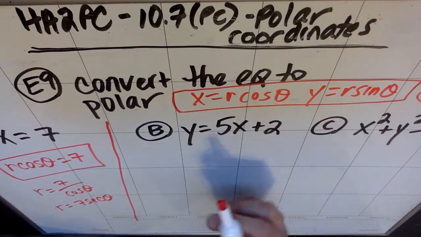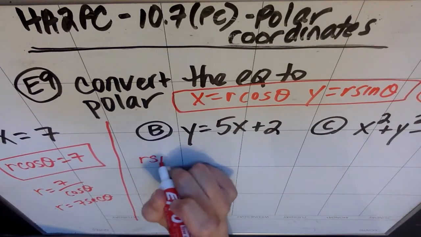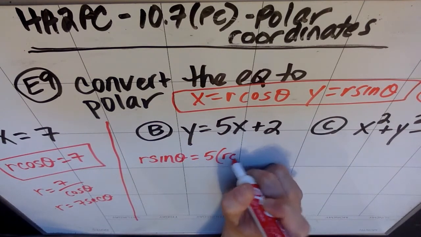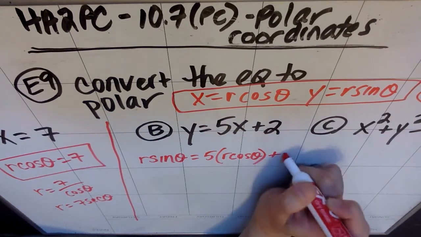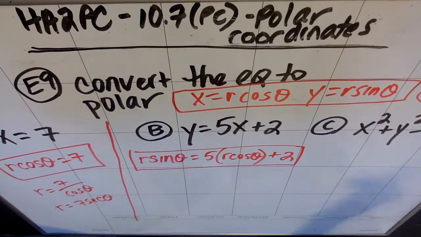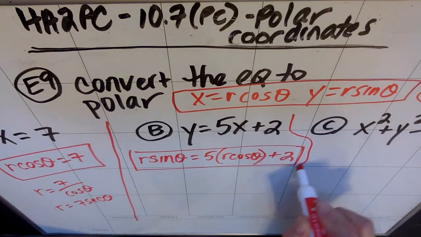For B, I'm going to replace the y with r sine theta. I'm going to replace the 5 times x with a 5 times r cosine theta, and I'm going to leave the 2 as a 2. Honestly, that's a great answer. If you want to solve and clean it up, you can. There's not a huge incentive to do so. You could, like I said, if you want, but there's not really an incentive to do it. So, and then let's squeeze in C.